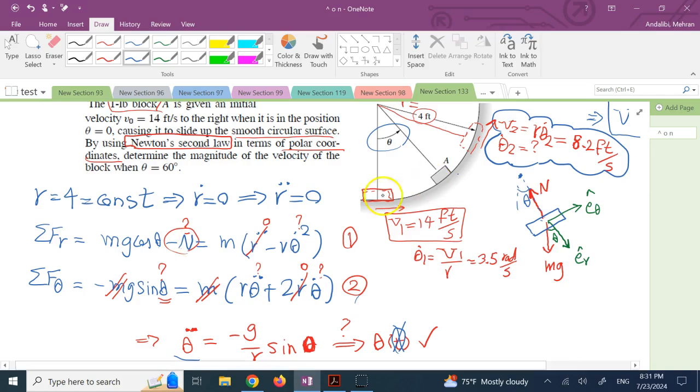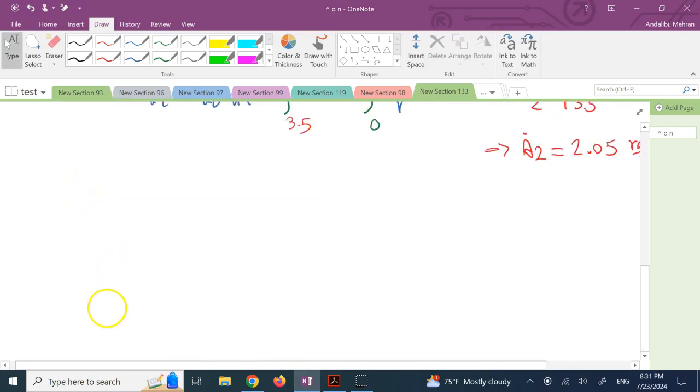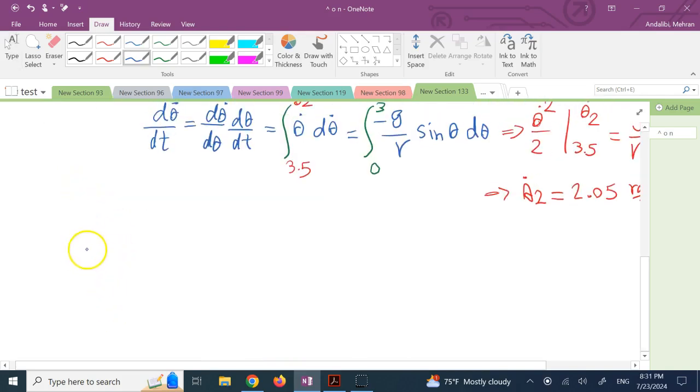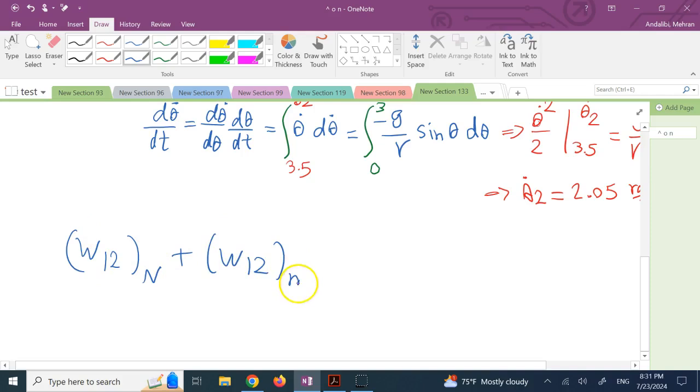Now, this problem could have been solved with work energy a lot faster and a lot easier. All you had to do was use the work energy equation, which is the total work done between position 1 and 2, which in this case is the work done by the normal force plus the work done by mg, because those are the only two forces acting on the object, is equal to one half times mass times v2 squared minus v1 squared.